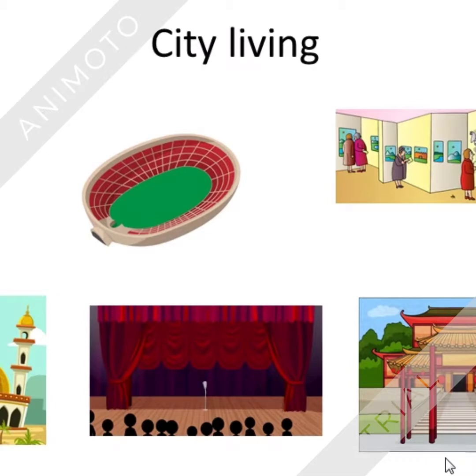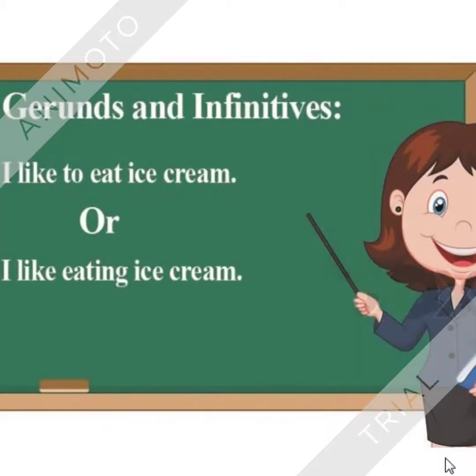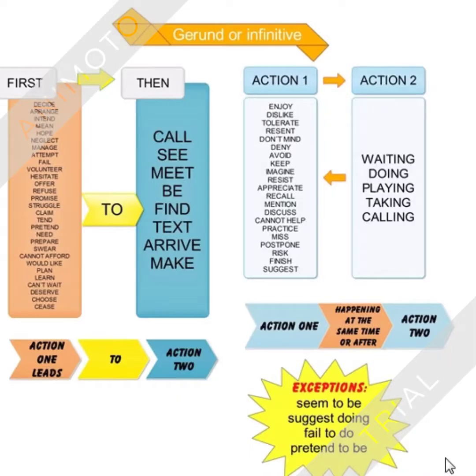Alright, very good. So now we're going just to go through grammar. We saw the gerunds and infinitives, so we have two ways to use the verbs. So we have I like to eat ice cream, that will be infinitive, or we can say I like eating ice cream. So we're going to learn when to use which one.